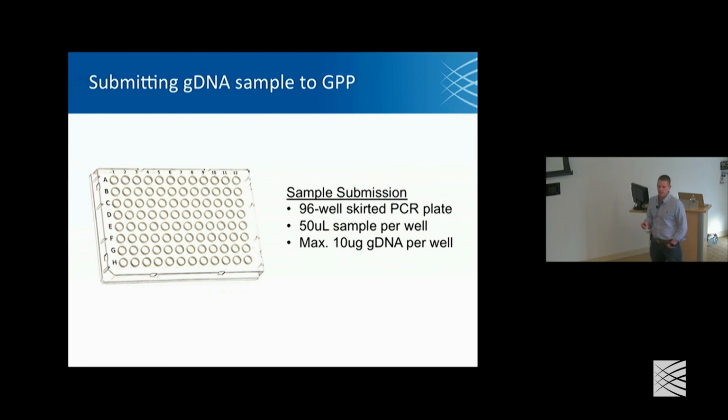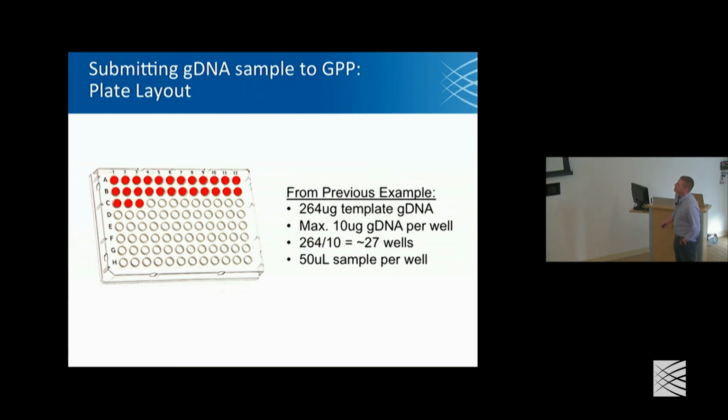That's a fixed amount. Okay. So from the previous example where you needed to have 27 reactions, you would just fill the first 27 wells with the gDNA from a single sample.